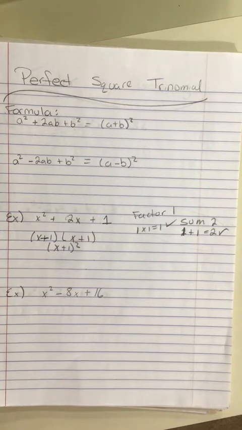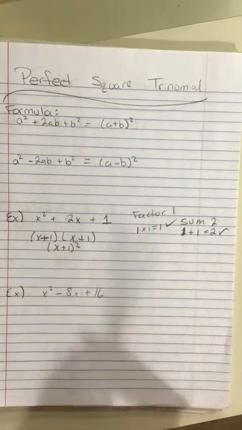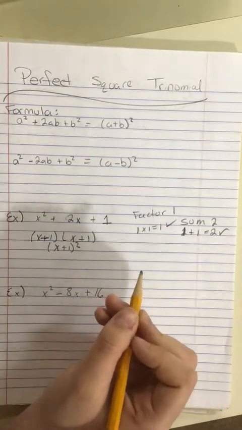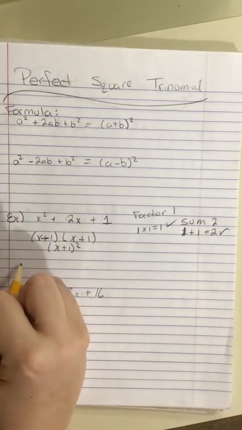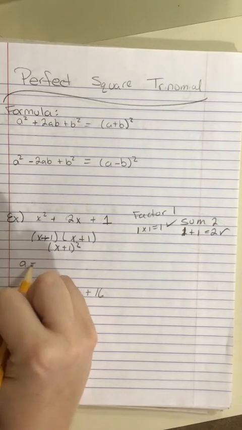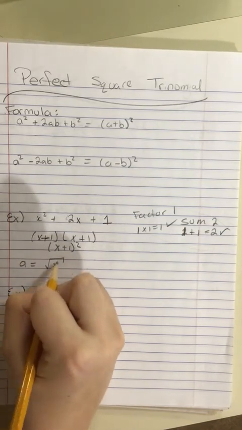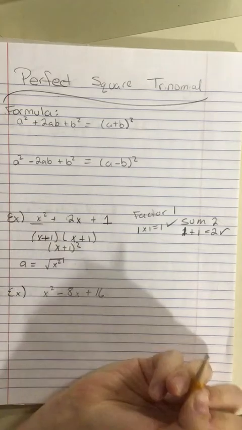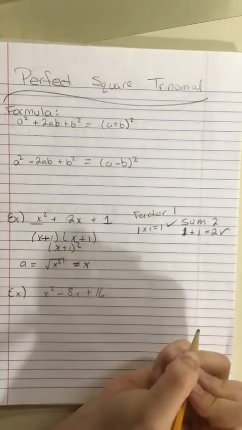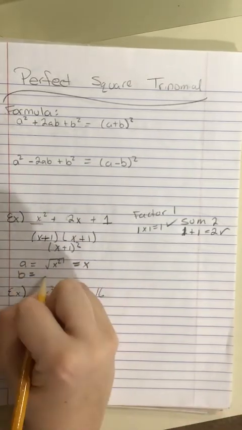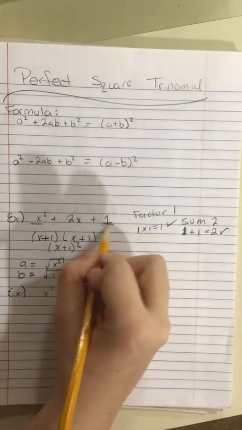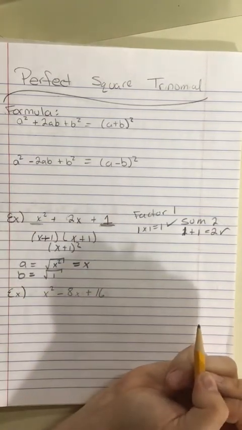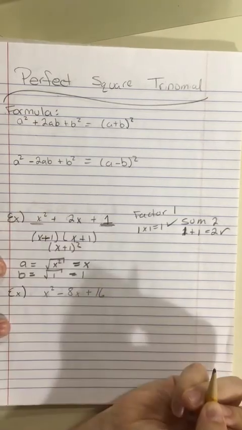So let me do this again, but show how to check to see if it is a perfect square trinomial, so we don't have to go through this process. What you have to do is find our a. Our a would be the square root of x squared, our first term, right? And that would be x. Then we would have to find b. The square root of our last term, square root of 1, which is 1.